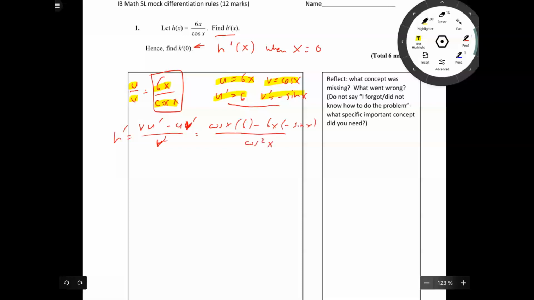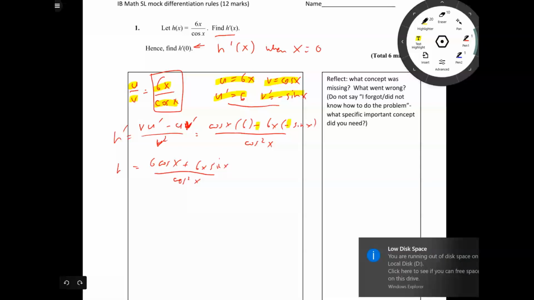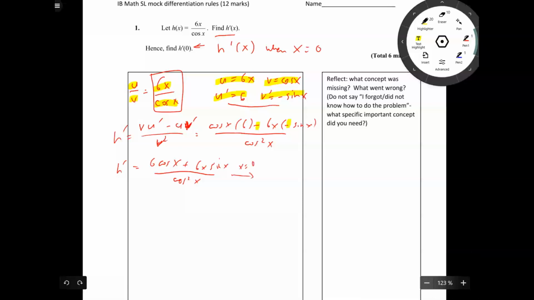Okay. And so now I'm going to simplify it a little bit. I got 6 cosine of x plus, because the negatives are multiplied times each other and cancel out, I get plus 6x sine x, and I'm dividing everything by cosine squared x. So that is my expression for h dash. And now what I'm going to do is substitute in x equals 0 and see what I get, because they want to know that.